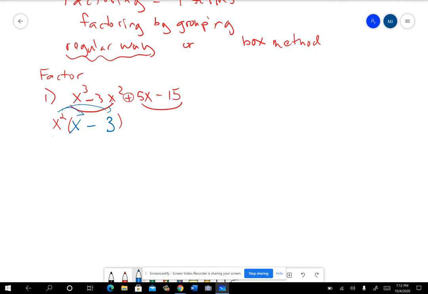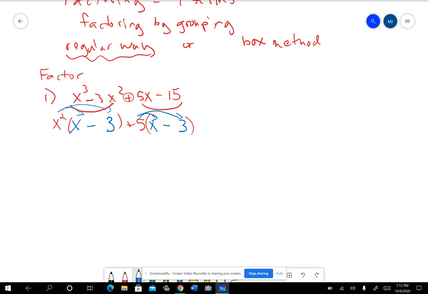Now leave that alone and move to the two terms you see at the end. What's common is a 5. So I'm going to factor out a 5 because it's common. And then I'm going to look at what's left. What I notice is I would need an x here and a 3 here with a minus. Then if I were to distribute, I would get 5x minus 15.